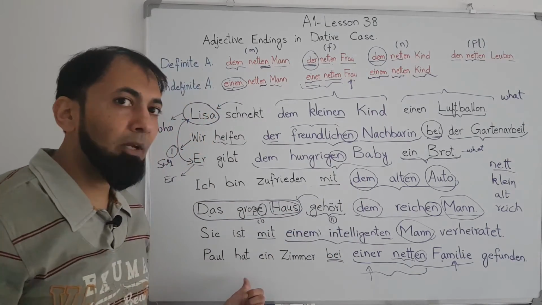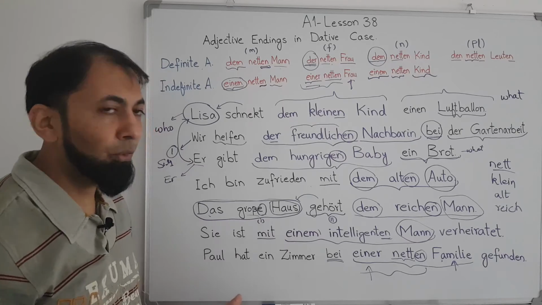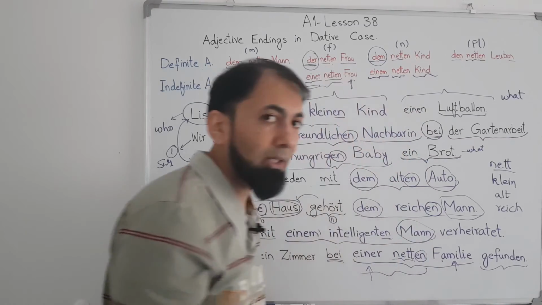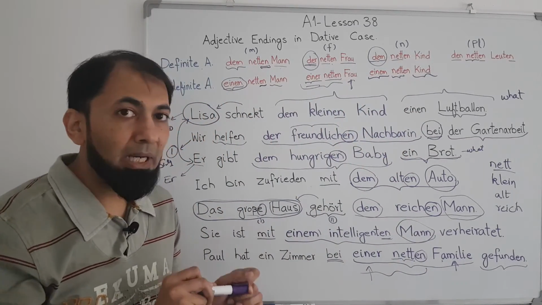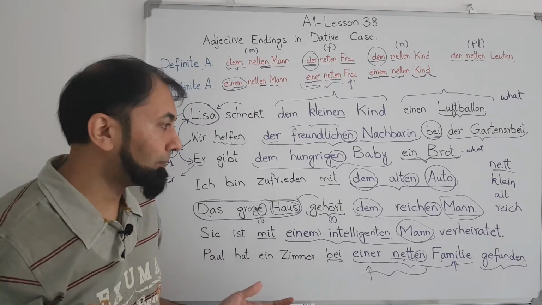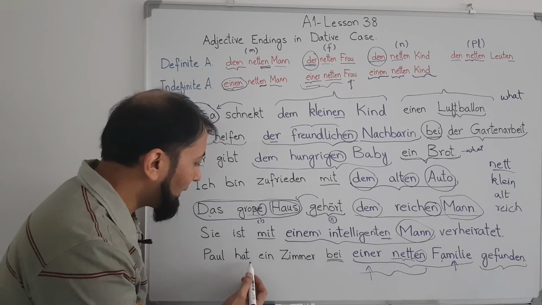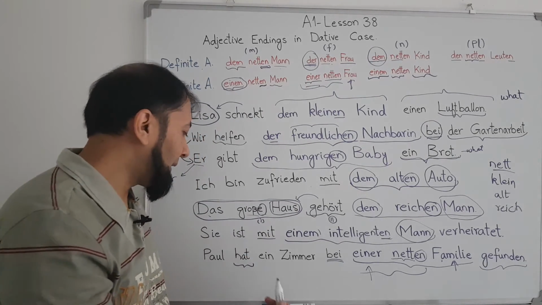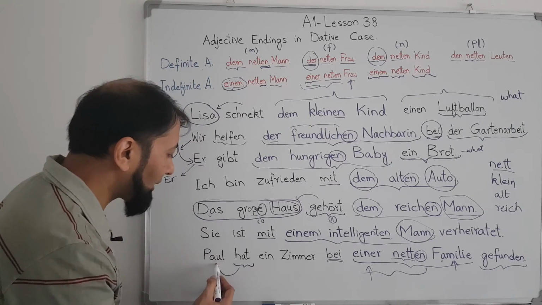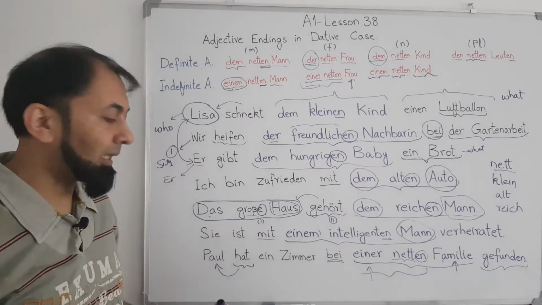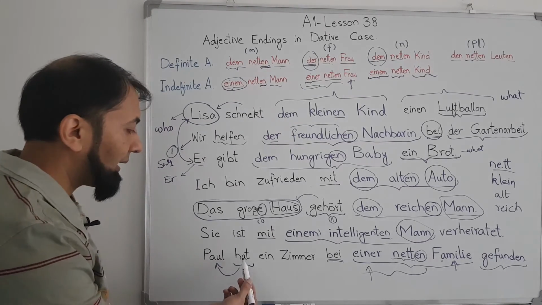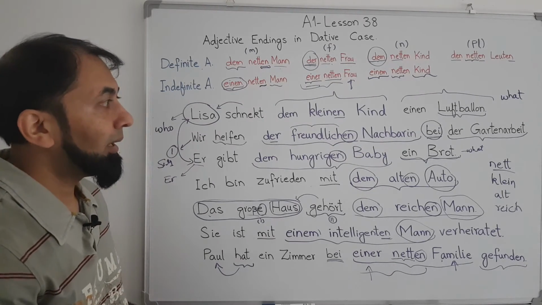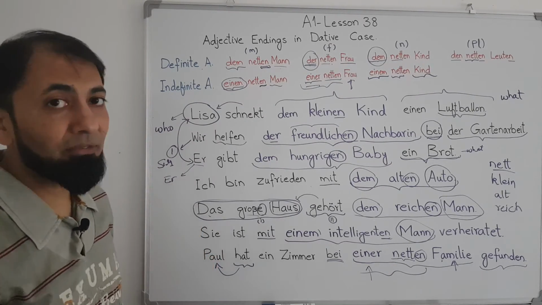And this is an example of perfect tense, and in perfect tense we know that the main verb goes at the end position or the last position in Partizip zwei form, and at the second position we have to select between haben and sein, and whatever is selected has to be conjugated with respect to the subject of the sentence. The subject of the sentence in our case is Paul, and if we conjugate haben with respect to Paul, it will become hat. So this is how you have to learn the adjective endings in the dative case.